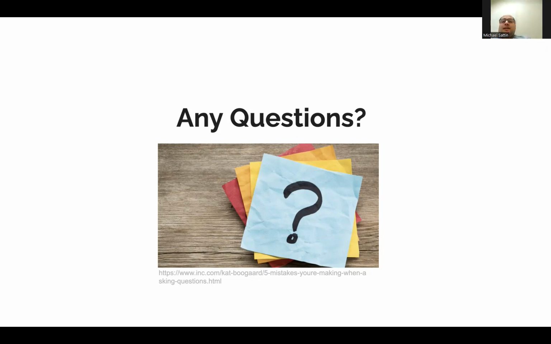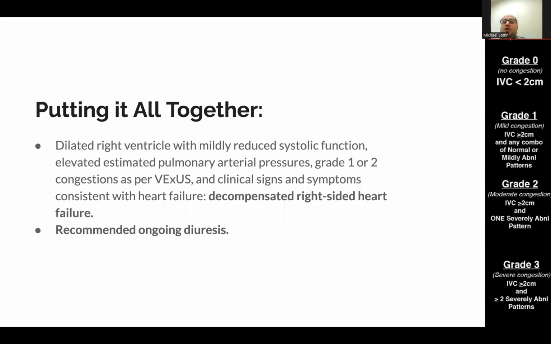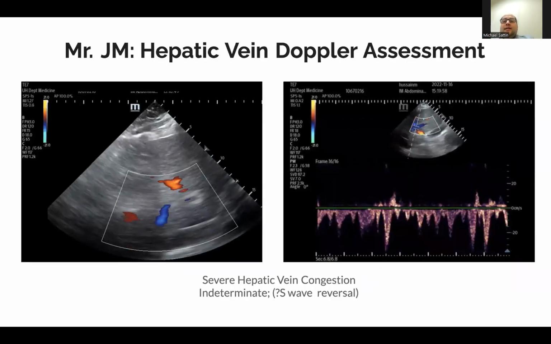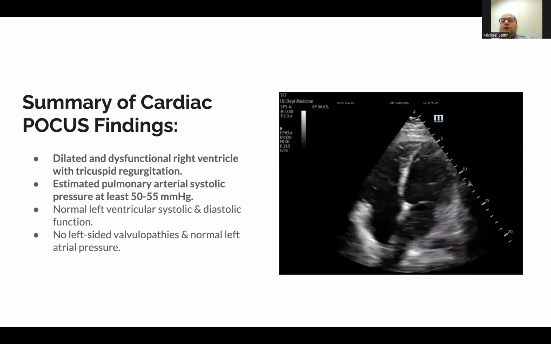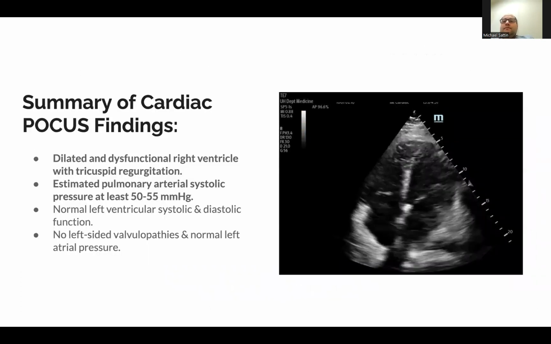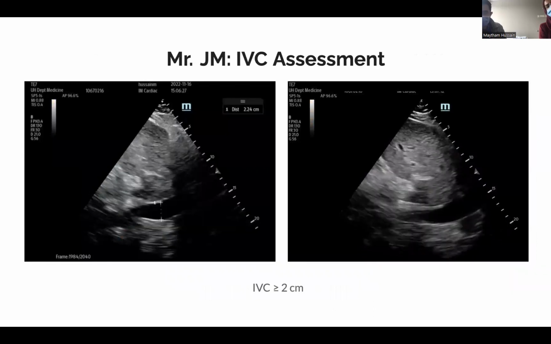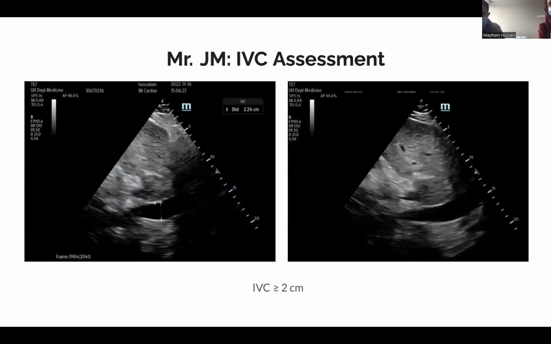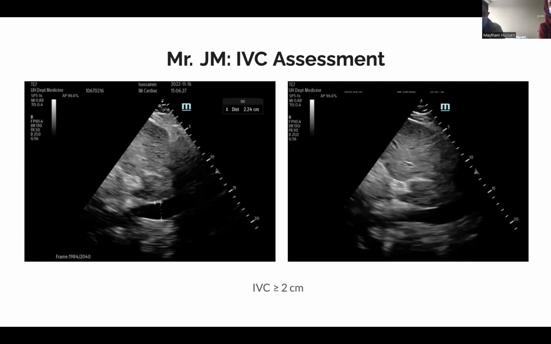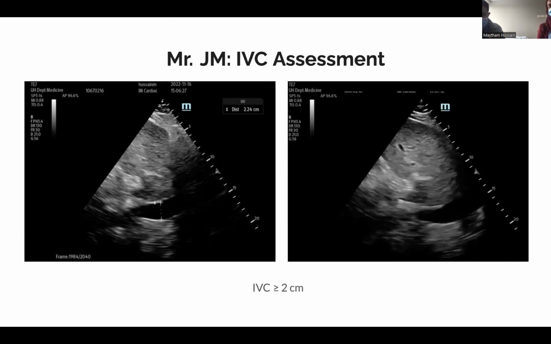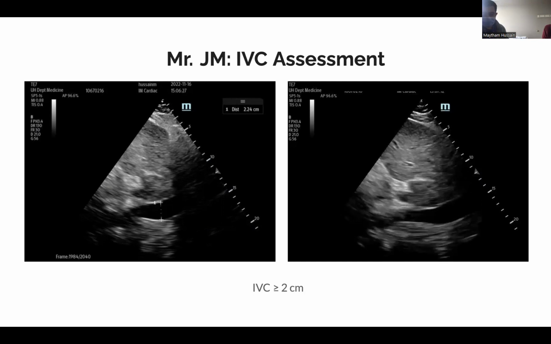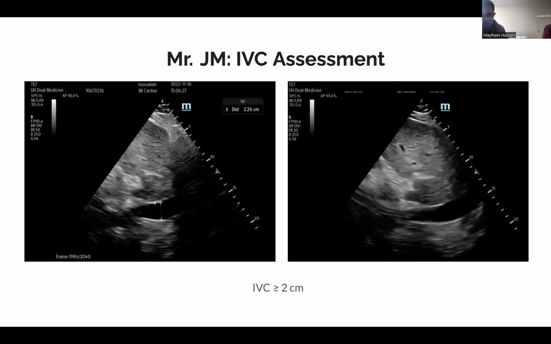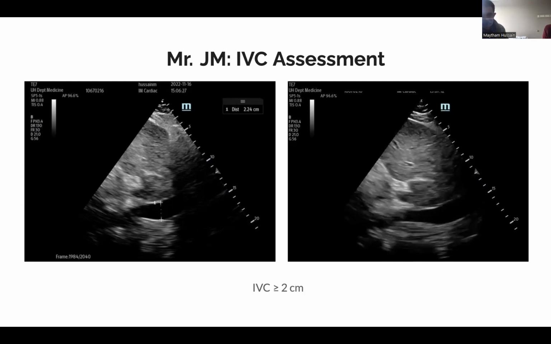Just a quick question about that second case. Did that gentleman go on to have any imaging to rule out PE? He did, and he wasn't noted to have any PE. He did have a dilated pulmonary arterial trunk though. So even on CT thorax, they did comment about the possibility of pulmonary hypertension.